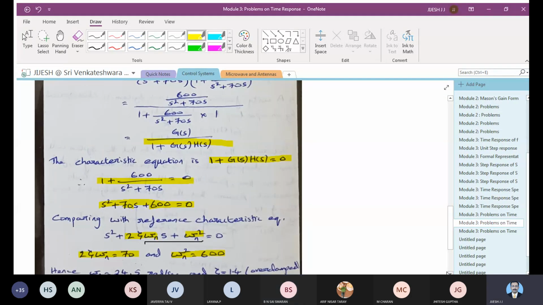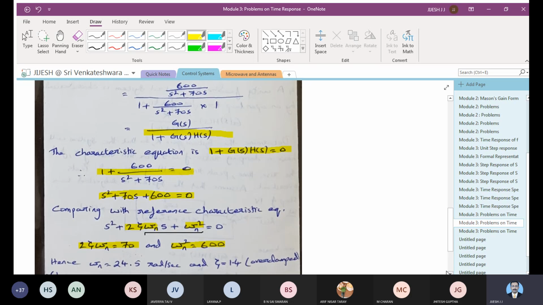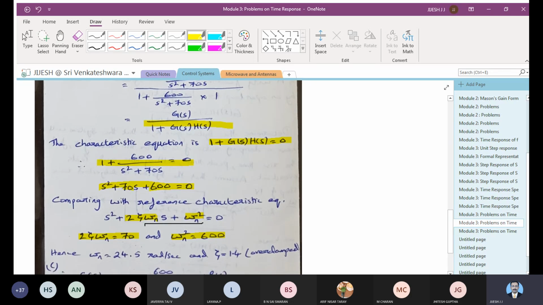So when you get zeta as 1.4, whether it is underdamped, overdamped, or critically damped, which one is it? Zeta greater than 1. Overdamped. So you can write it there. Hence omega n we will get as 24.5 and zeta is 1.4. It is the overdamped case, since zeta is greater than 1.